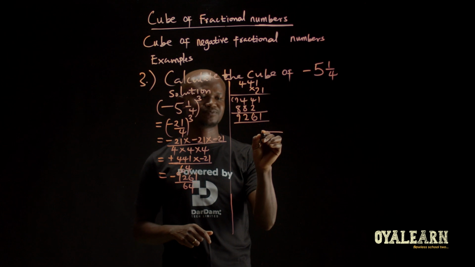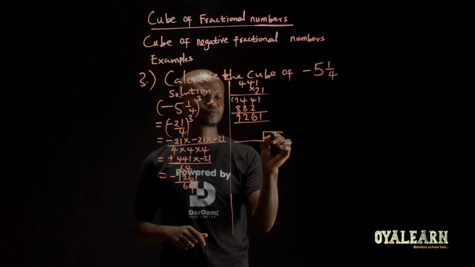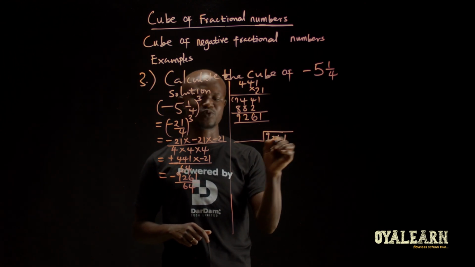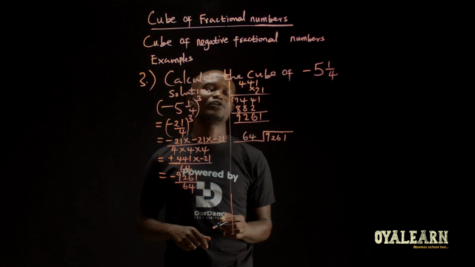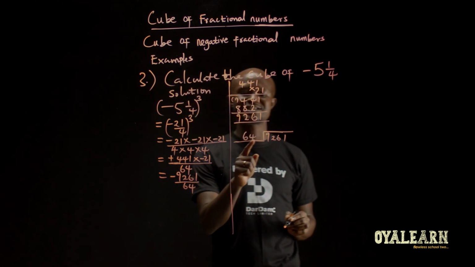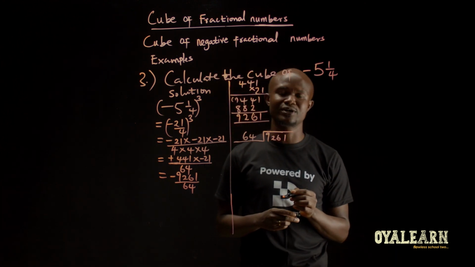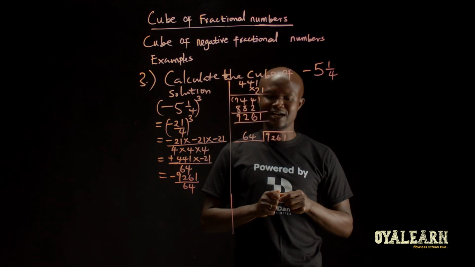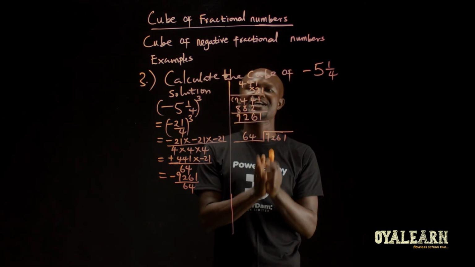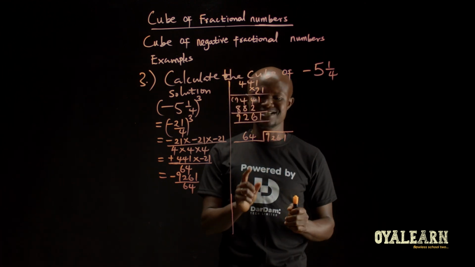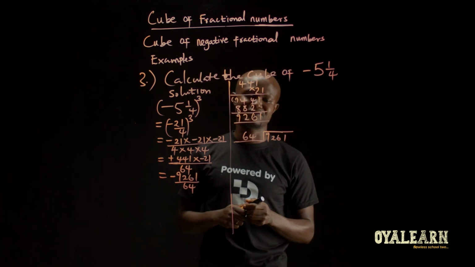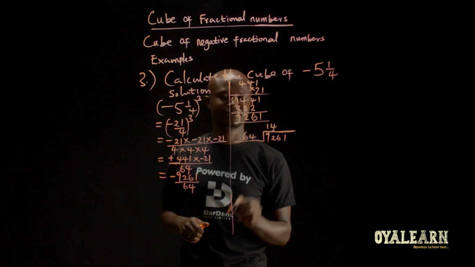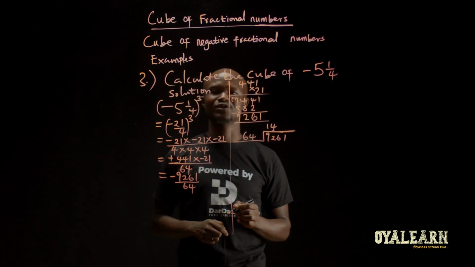We can now divide using long division. We want to divide 9,261 by 64. How many 64s are we going to see in 9,261? That's going to be a very big number, so let's break it down. Let's look at the first 3 digits: 926 divided by 64 is 14.